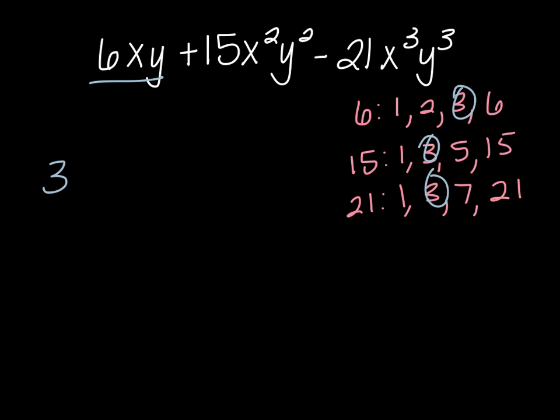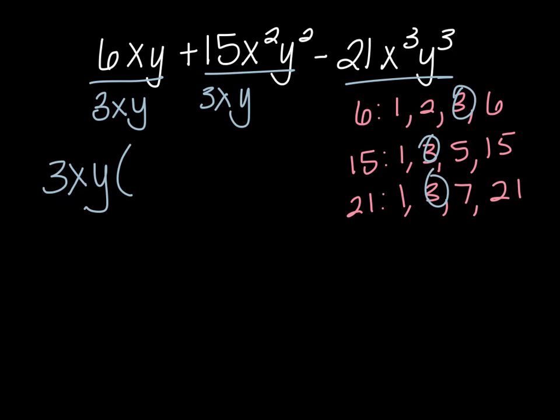Also in each term, I have an x, and the smallest exponent of the x's is 1, and I also have a y. So my greatest common factor is 3xy. Now, what I'm going to do is divide out 3xy out of each term.